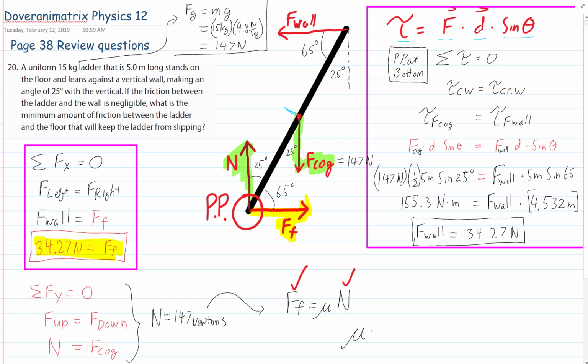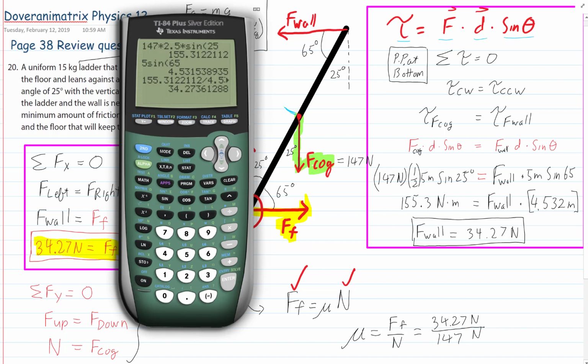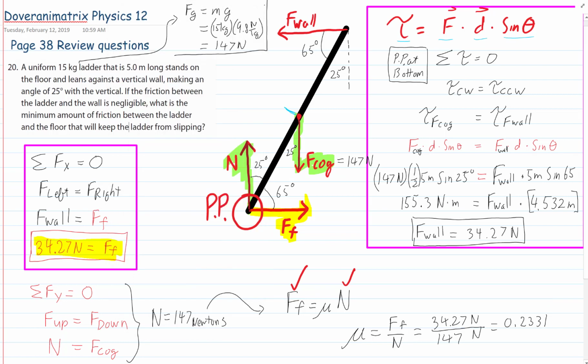And what's so cool, we have this number, we have this number, so we can calculate what mu is. Mu is just going to be the force of friction over the normal force. The force of friction is 34.27 newtons, and the normal force is 147 newtons. Take 34 divided by 147, and that is the coefficient of friction. The minimum coefficient of friction necessary to stop this ladder from sliding out due to its own weight.